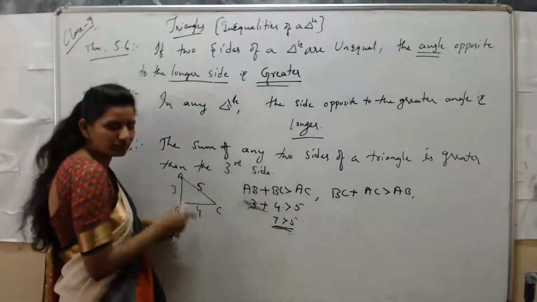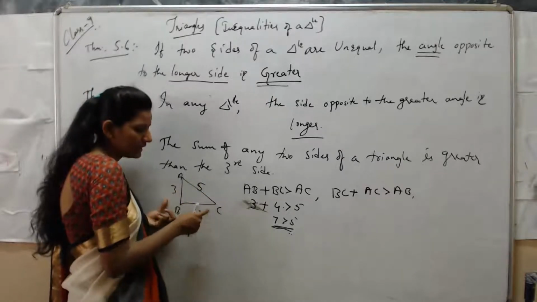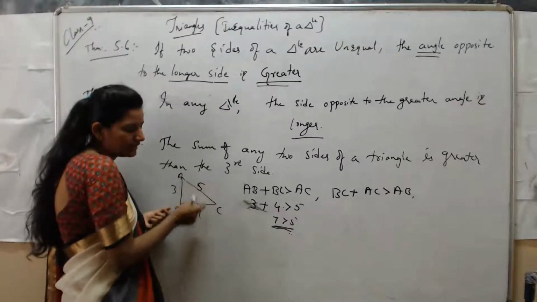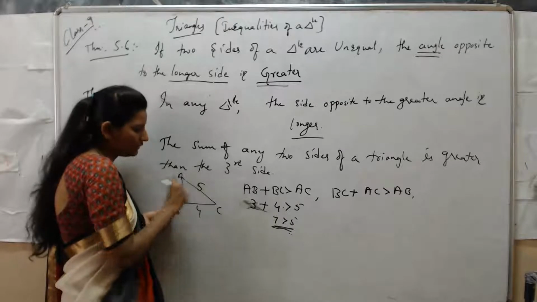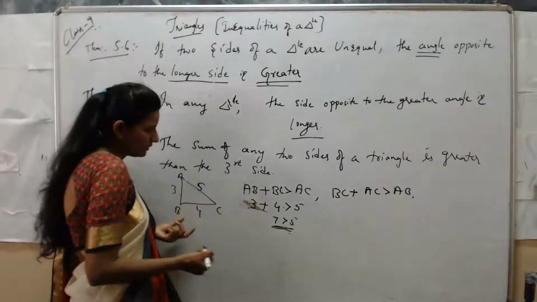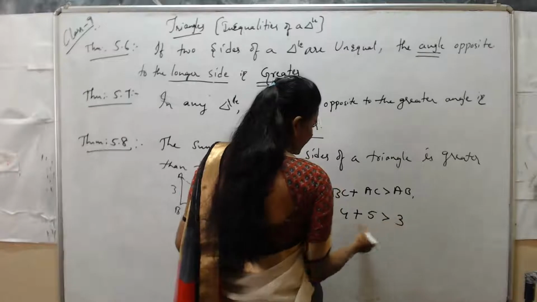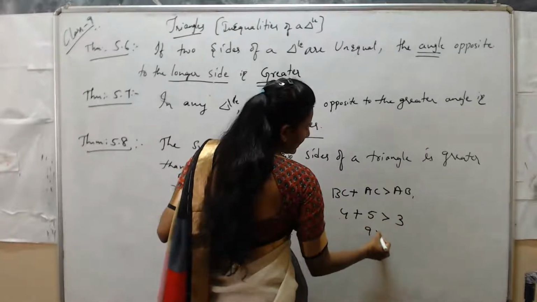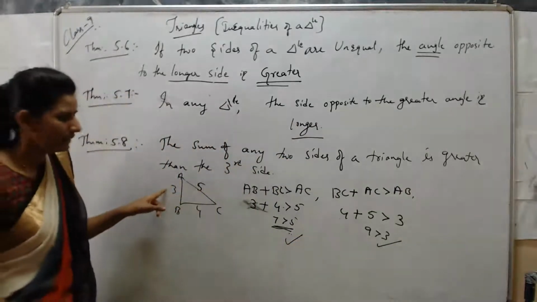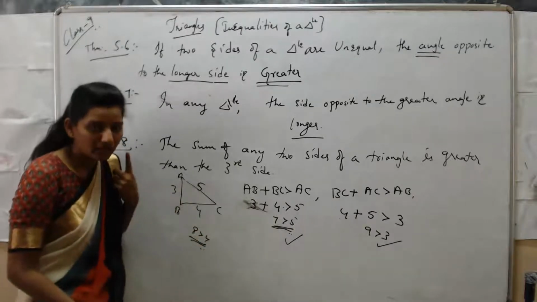It means if you add any two sides, the sum is greater than the third side. What is BC? That is 4. What is AC? 5. Is the sum greater than AB? True or false? 4 plus 5 is 9, which is greater than 3, which is true. 5 plus 3 is 8, and 8 is greater than 4. This is also true. This is the condition of a triangle.